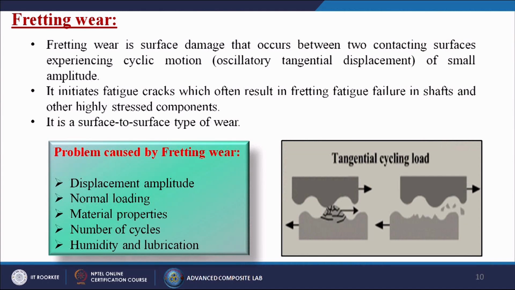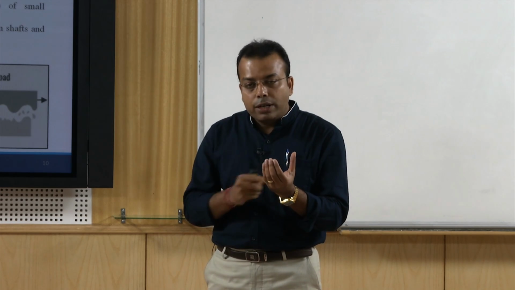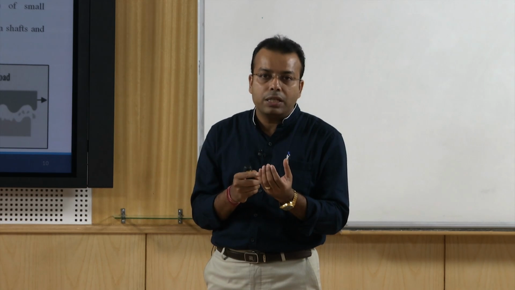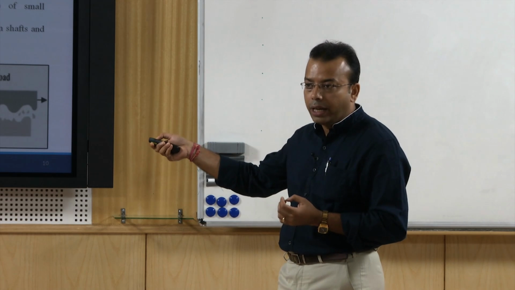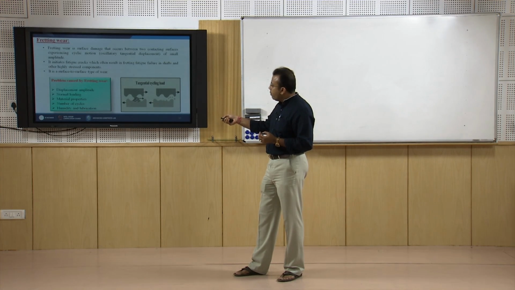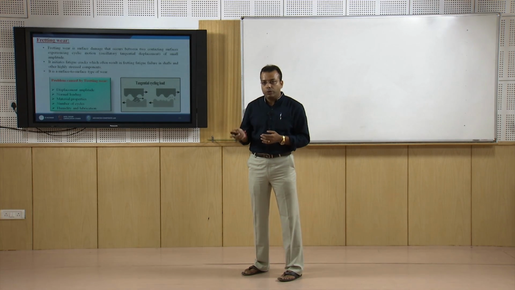It initiates fatigue cracks which often result in fatigue failure in shafts or other slightly stressed components. What is happening? Our shaft is rotating in a continuous manner at a continuous RPM. Due to that rolling friction, some kind of wear mechanism can take place on the shaft itself. That type of wear is known as fretting wear. Problems caused by fretting wear depend on displacement amplitude, normal loading, material properties, number of cycles, humidity and lubrication. These problems can occur due to fretting wear.